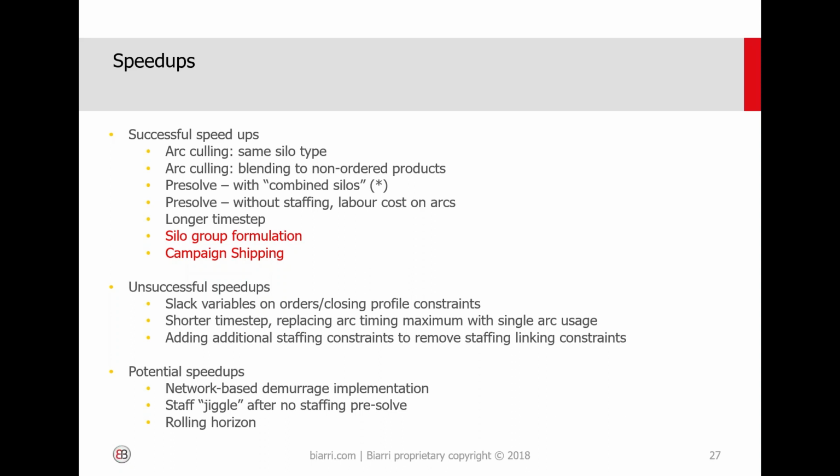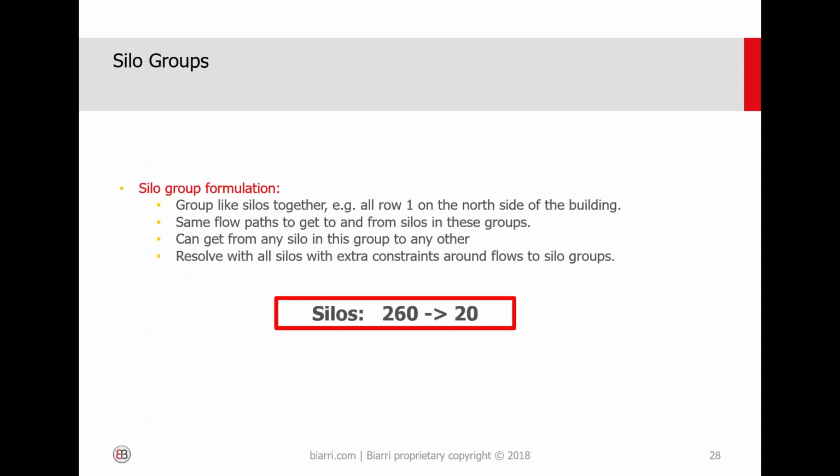And we also had a set of potential speed ups like network-based demurrage implementation, a staff jiggle after the no staffing pre-solve, so seeding that initial staff, and a rolling horizon instead of that 4-week window. However, this being a real-life project and us being given the task by the client, we have to decide what is going to give us the biggest bang for our buck. So at the end of the problem, we need to understand what 20% of work we can do to get 80% of value for our client, and really focus on those elements that are going to deliver value quickly and really leverage that business understanding that we've got.